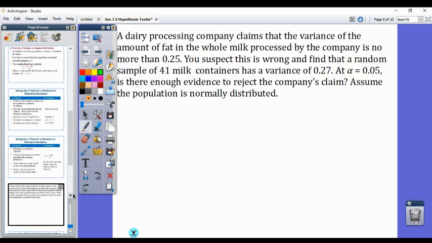Okay, first example. So we have a dairy processing company and they claim the variance of the amount of fat in whole milk processed by the company is no more than 0.25. You suspect this is wrong and you find a random sample of 41 milk containers has a variance of 0.27. At an alpha level of 0.05, is there enough evidence to reject the company's claim? Assume the population is normally distributed.